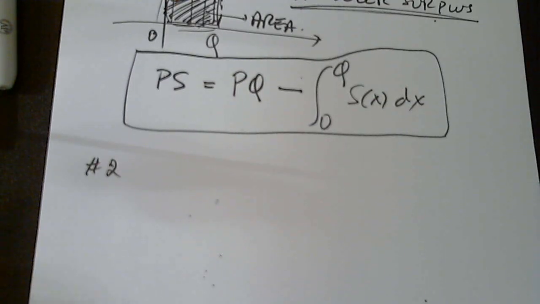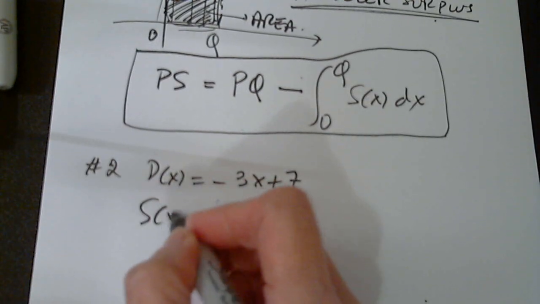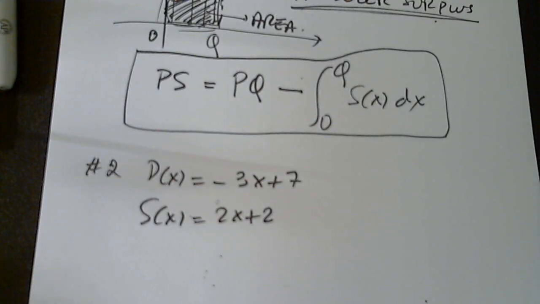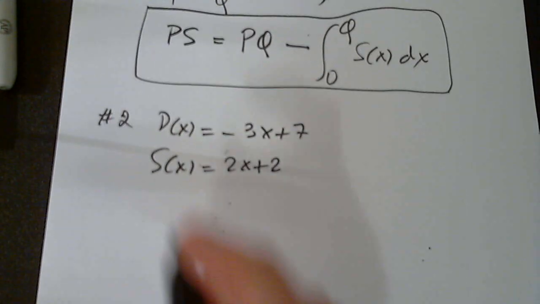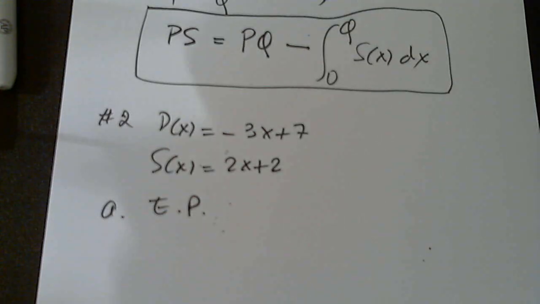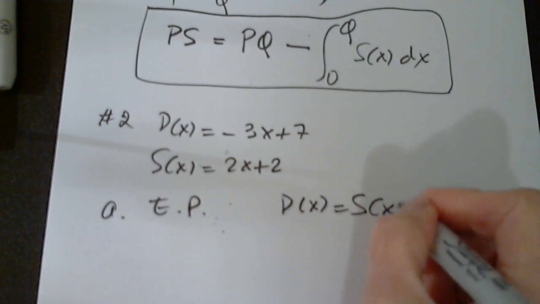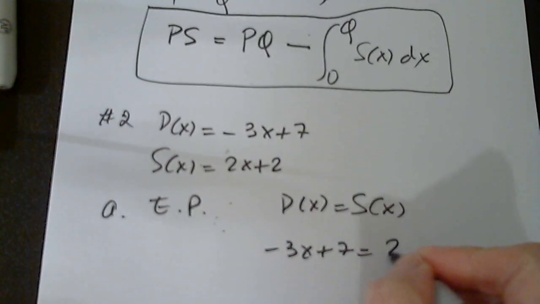We have the demand function negative 3x plus 7 and the supply function 2x plus 2. Okay. So in part A, they want us to find the equilibrium point. Does anyone remember how to find the equilibrium point? What do we need to do in order to find the equilibrium point? You set them equal to each other? Thank you, Kali. Yes, of course. We have to set them equal to each other. So d of x equals S of x: negative 3x plus 7 equals 2x plus 2.